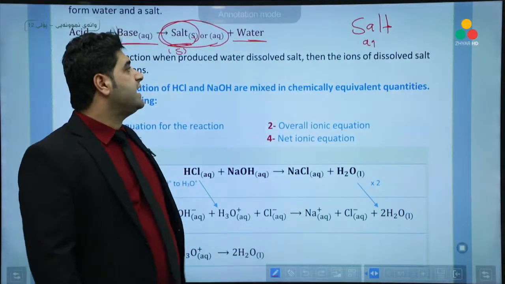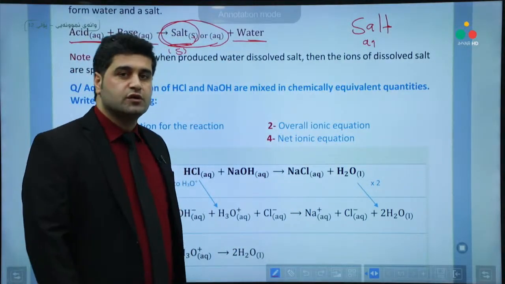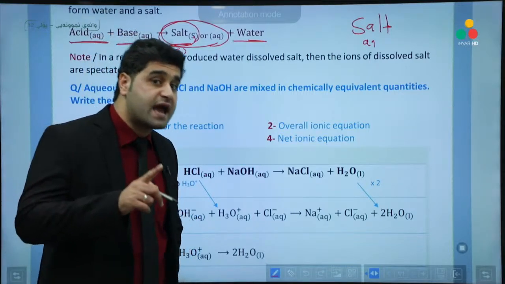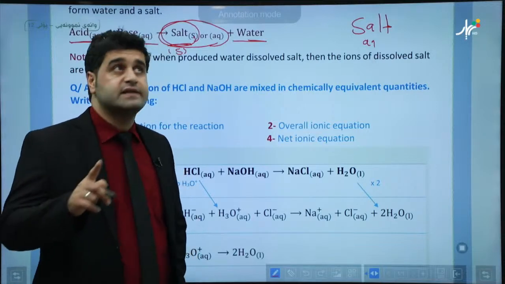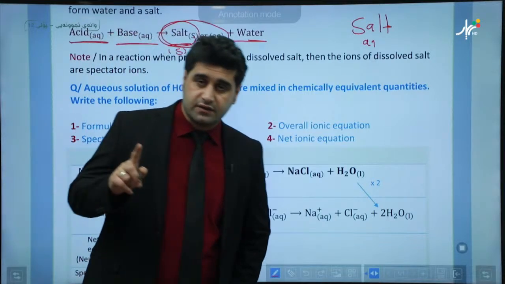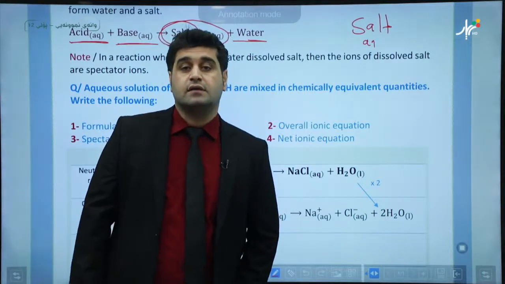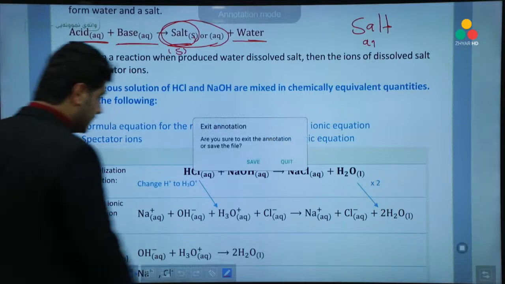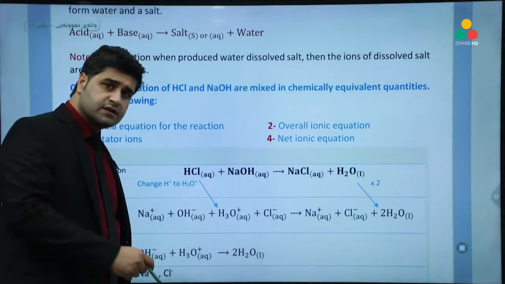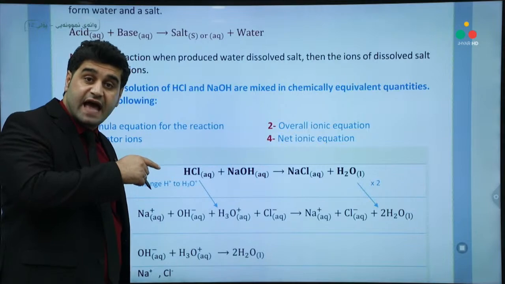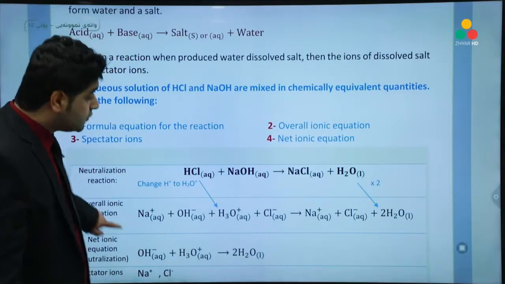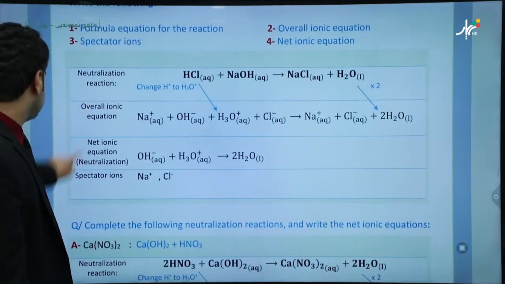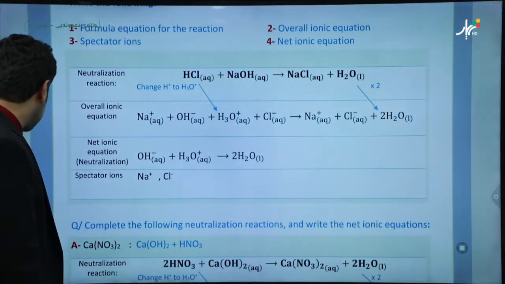But what if we get a water insoluble salt? Then there is a precipitation reaction. There are no spectator ions. The net ionic equation is equal to the overall ionic equation. Teacher, what's the overall ionic equation and the net ionic equation? What? Did you forget it? We learned that in chapter 2. But okay, I solved a question and hopefully you remember, but if not, I remind you how to write them.